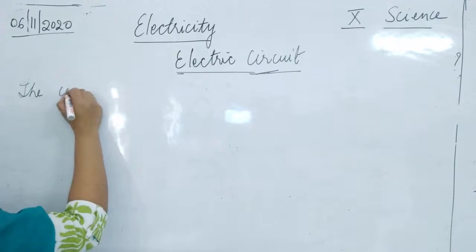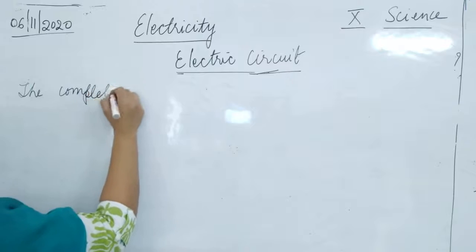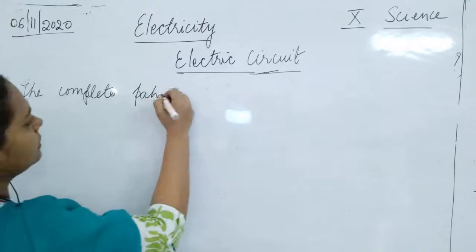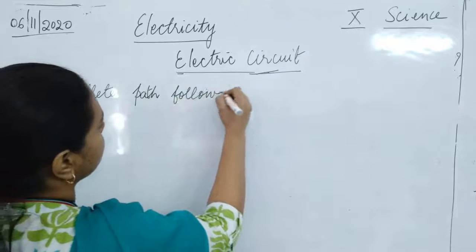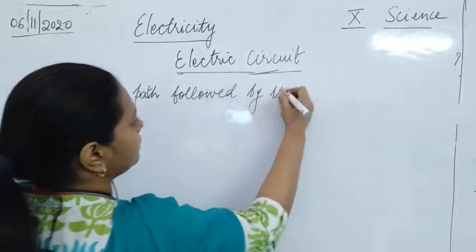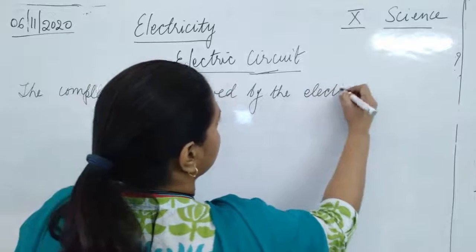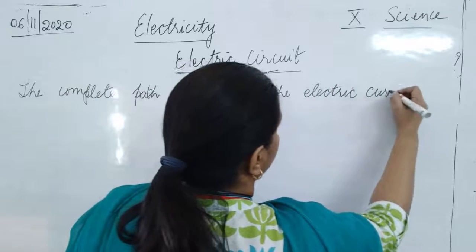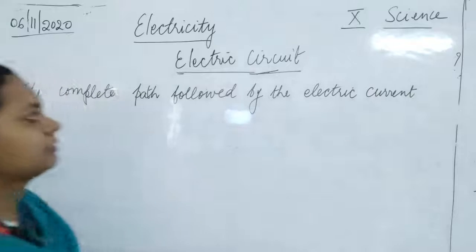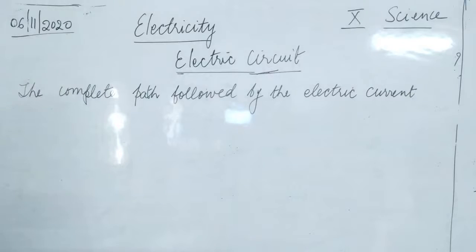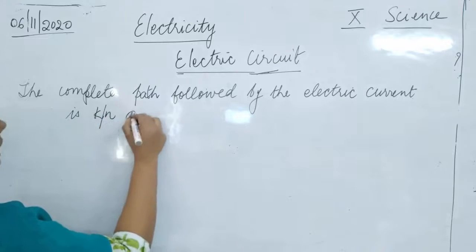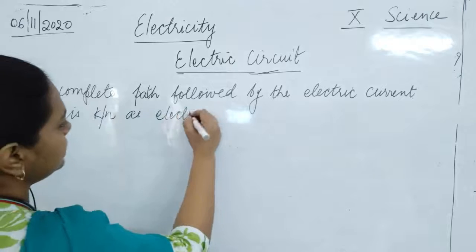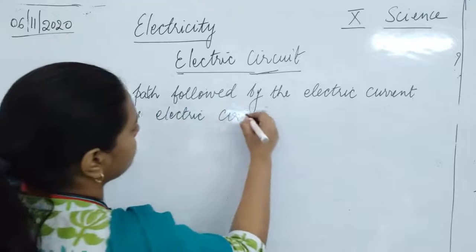Circuit is the complete path followed by the electric current. Okay, a complete path followed by electric current is known as an electric circuit.